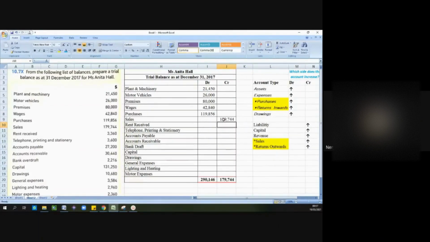Rent received. Rent received is a revenue. Do not confuse this with an asset, okay? Rent received is a revenue, okay? So revenue accounts, did I record revenues here? Do I have? Yeah, I do have it. So revenues increase on the credit side as well. So that would be 3,360.